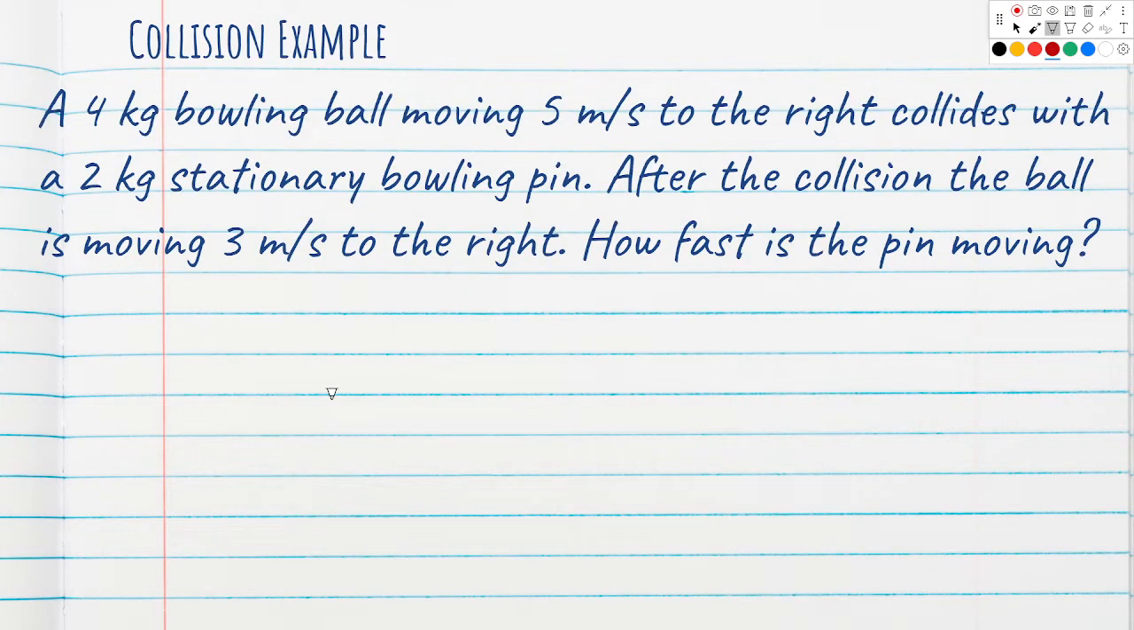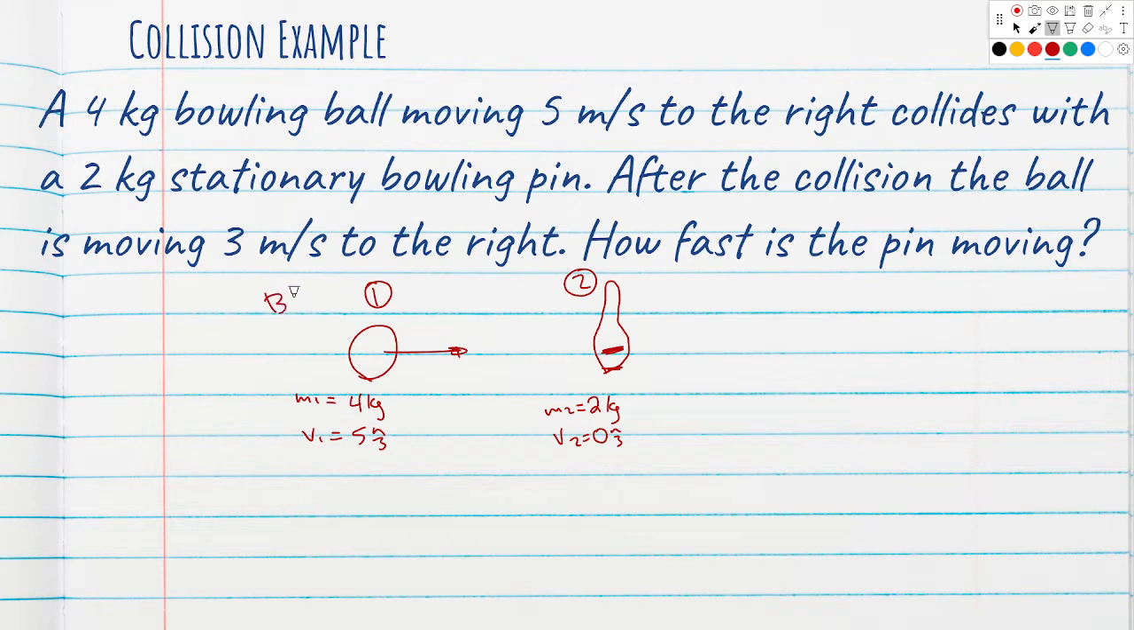Here's an example. I've got a bowling ball that's 4 kilograms. It's moving 5 meters per second to the right, and it's going to hit a 2 kilogram stationary bowling pin. All right, pretend that looks like a bowling pin, and it's 2 kilograms. It's stationary, so it's not moving, zero. For convenience, we name one of these object 1 and the other one object 2. So I'd have mass 1, velocity 1. I'd have mass 2 and velocity 2. That's all before the collision.